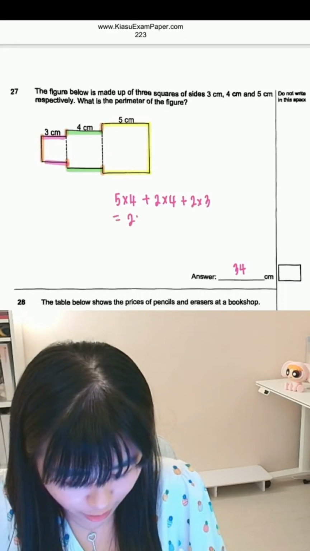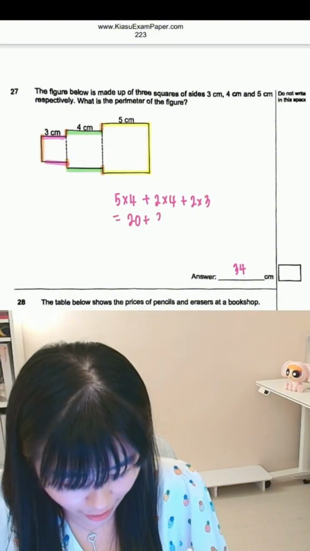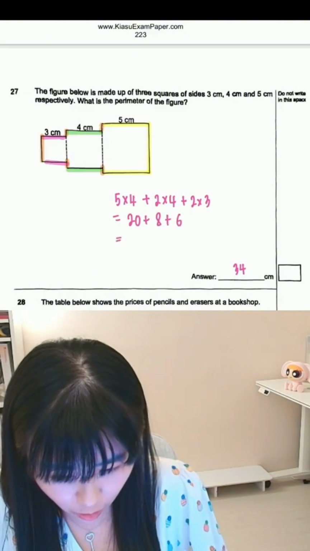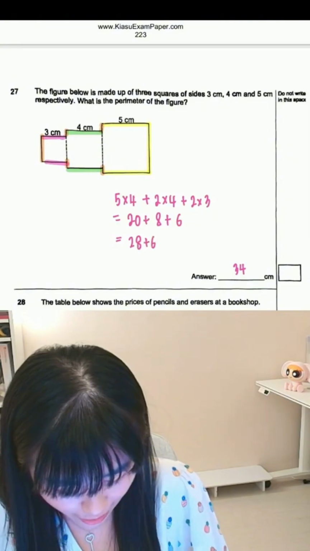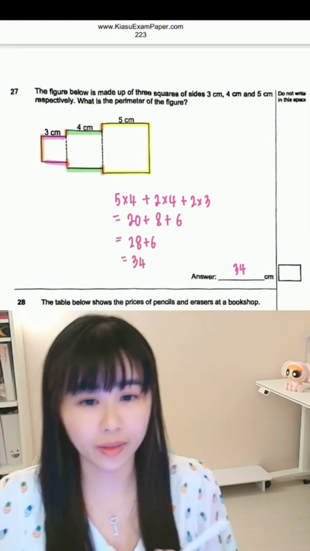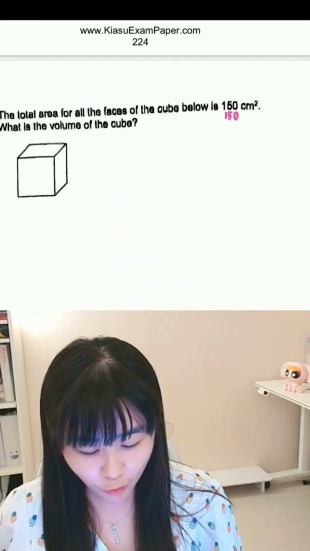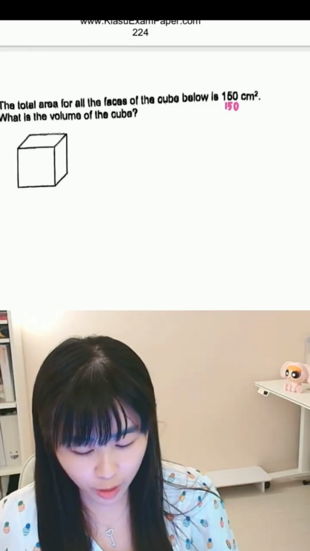So it will be 20 plus 8 plus 6, which is 28 plus 6. Answer is 34. Okay? So, area of all the faces of a cube below is 150. What is the volume of the cube?